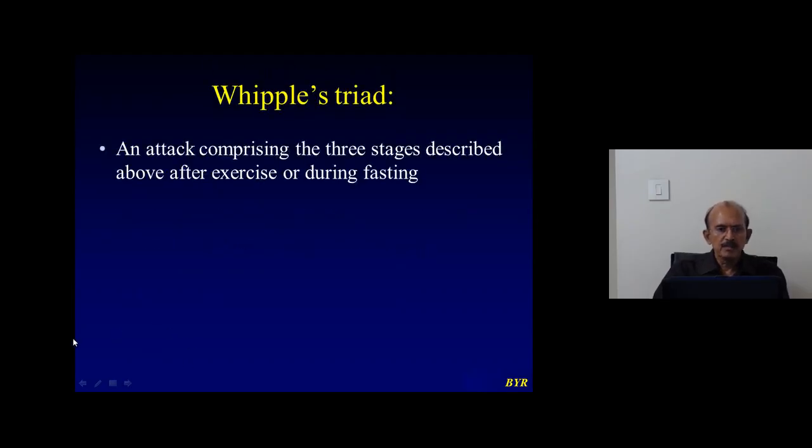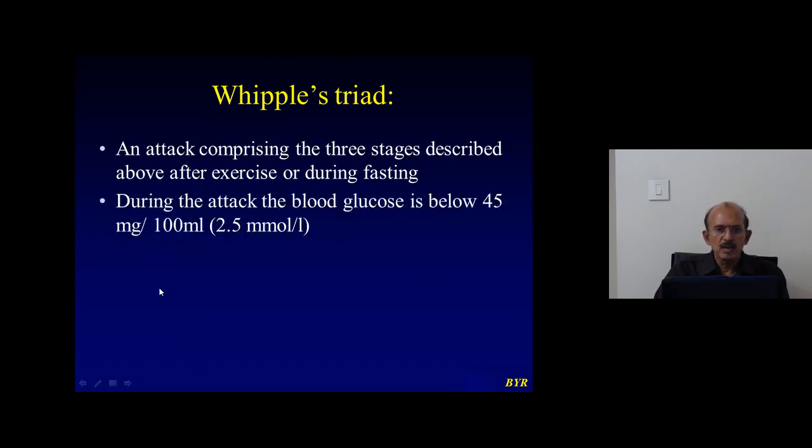What is Whipple's triad? An attack comprising the 3 stages described above after exercise or during fasting. During the attack, the blood glucose is below 45 milligrams per 100 ml. The symptoms are relieved by glucose.